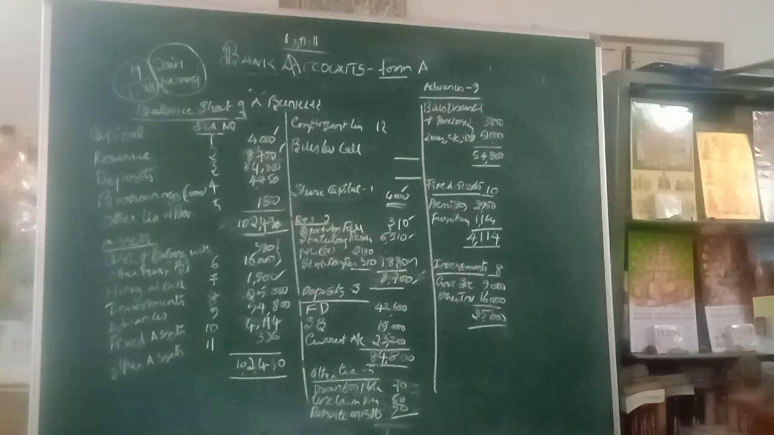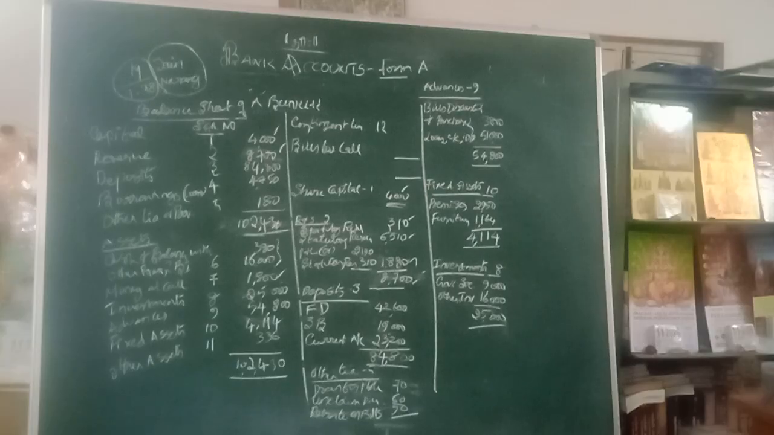Then premises after depreciation. We are not given the separate details. We are not asked to prepare the separate P&L. So straight away we can take premises. It's an asset, fixed assets. That we have to take in assets. Schedule number 10. We should take it in the assets.